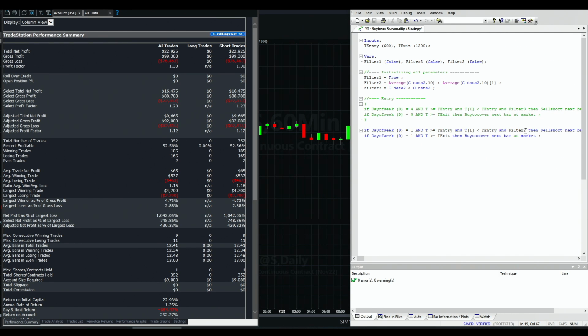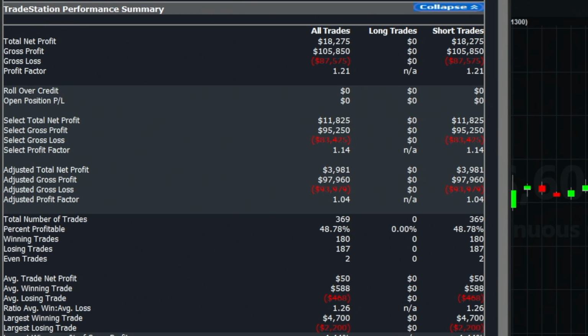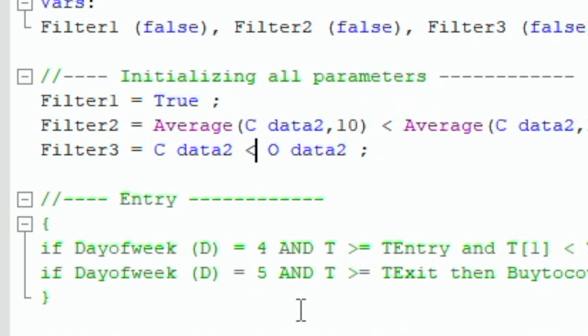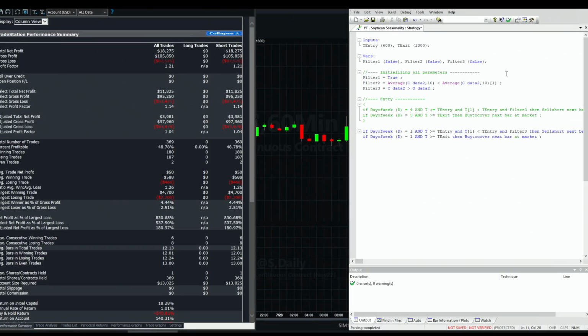Let's try now filter number 3, which is only 1 day. So again, we are going with the short trend. And again, that's not a good filter. We reduce the number of trades by half, but again, our average trade drops significantly. So that makes me wonder maybe if we flip the filter.